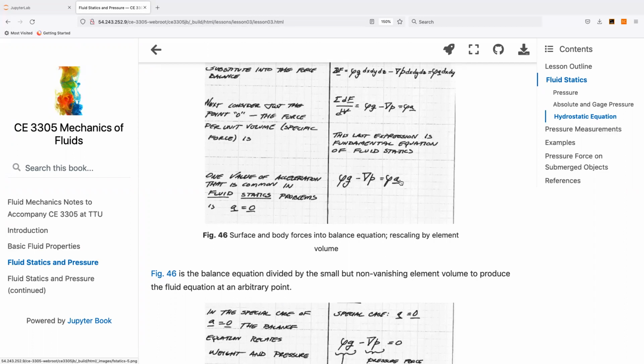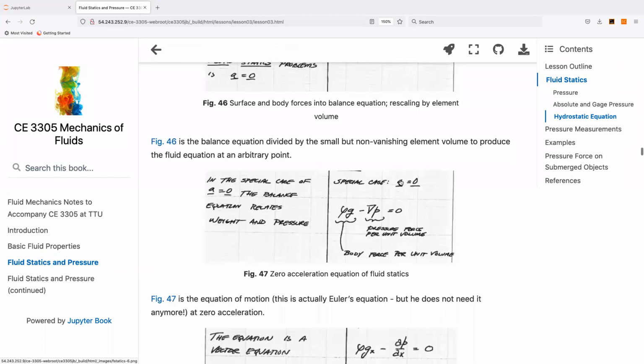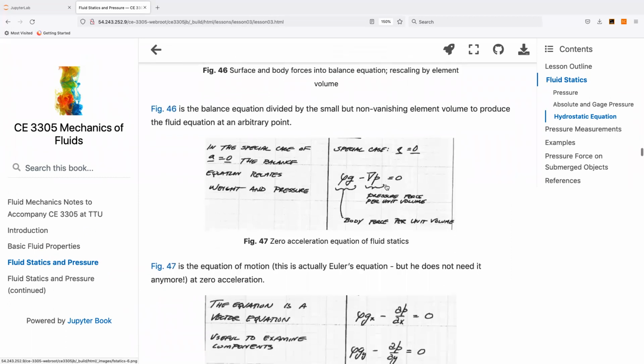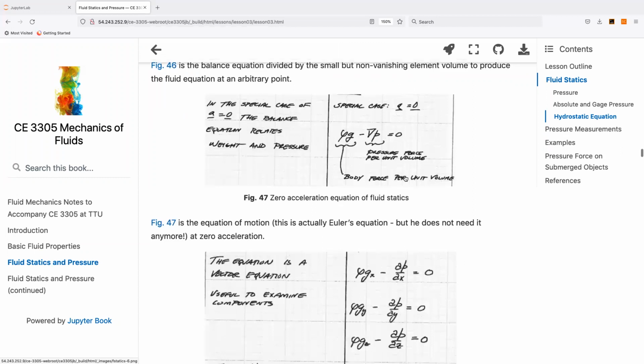One common value of acceleration that's popular among people that study this is an acceleration of 0. 0 is popular in almost anything involving multiplication because it makes stuff go away. So if we invoke the special case of acceleration 0, we have that the body force minus the pressure gradient equals 0, and that is the hydrostatic equation of a fluid.